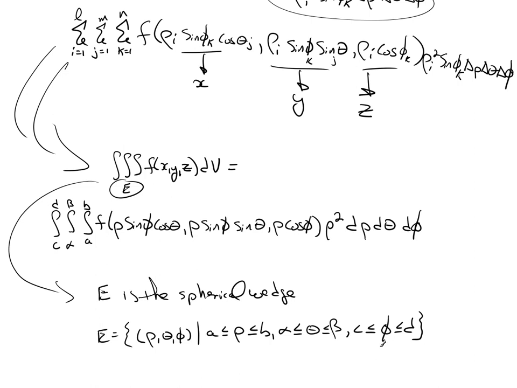Now, if we're working with something that is well modeled by a spherical wedge, then this transformation can be well worth it. It can be extremely awkward to integrate functions that lend themselves well to this if you don't make that transformation.